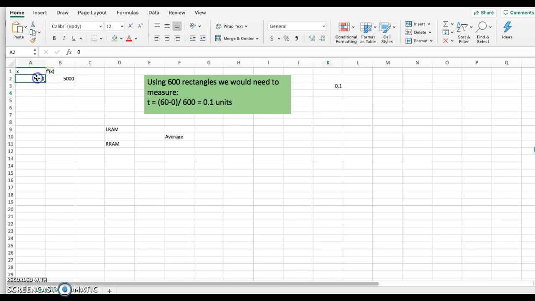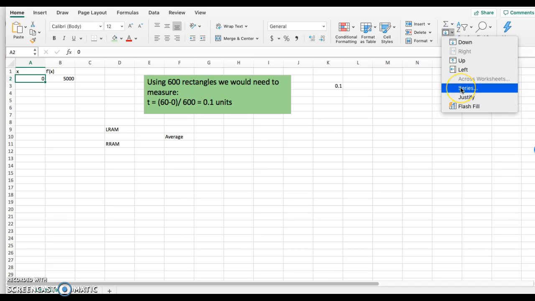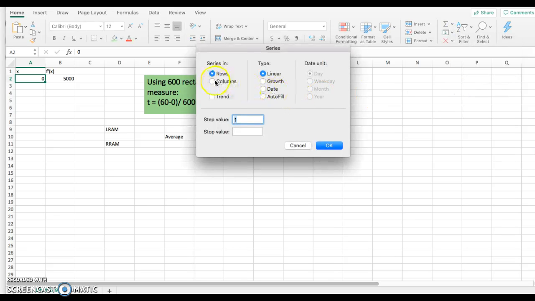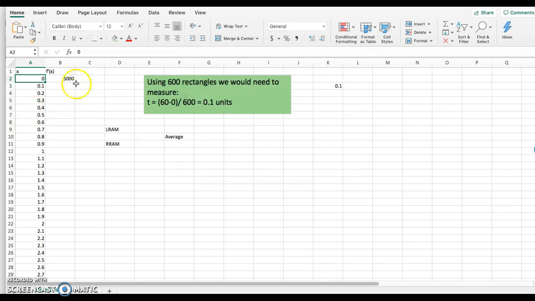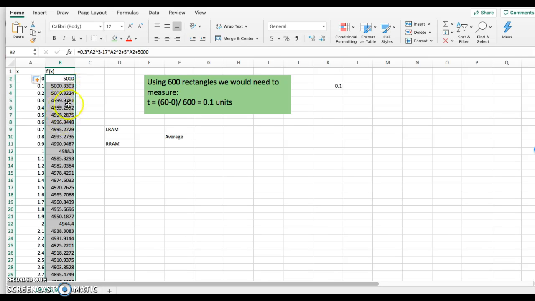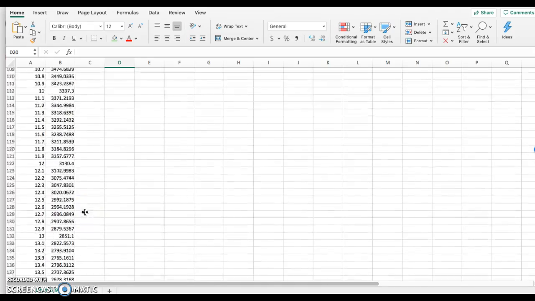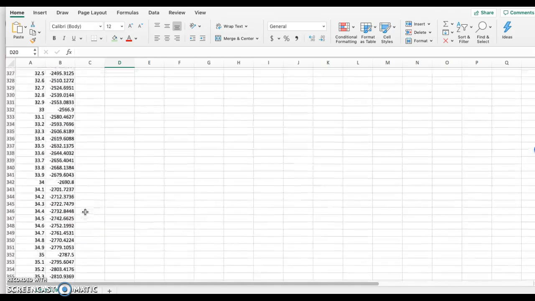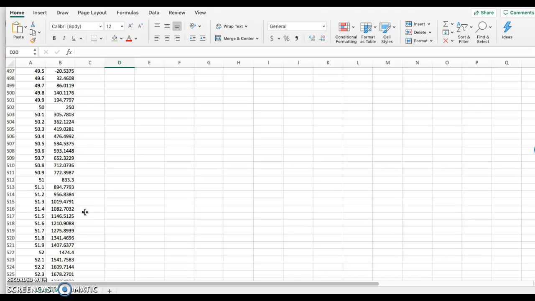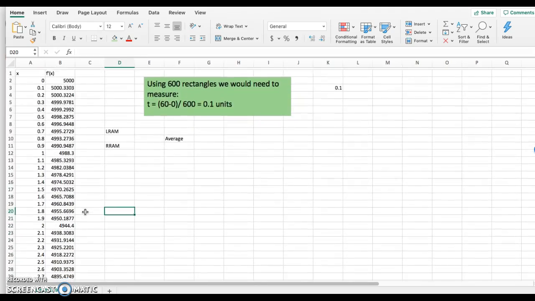So what we're going to do here is go into Excel and use our fill feature, as we've done many times in the past. We're going to fill this column, going up by 0.1, and we want it to stop at 60. Then I already have the formula typed in there, so I'm just going to click on this to get my value. So this is an easy way to have Excel fill in. You can see that's a huge table, 600 rectangles. You can see how long that table is.